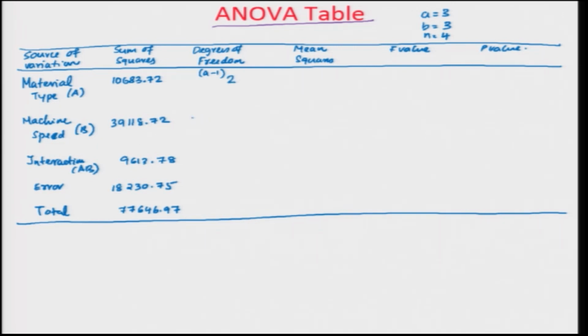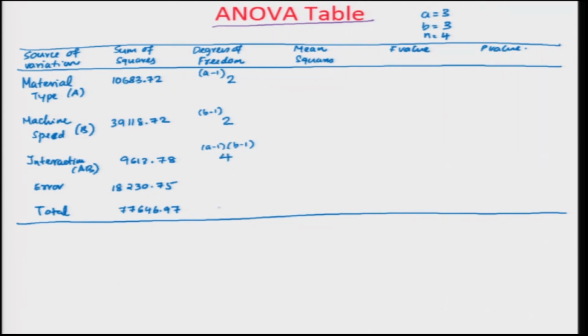The degrees of freedom here is B minus 1, which is again 2, right? What is the interaction degrees of freedom? It is AB, which is (A minus 1) times (B minus 1). So this value is 2 times 2, and that value comes to be 4.